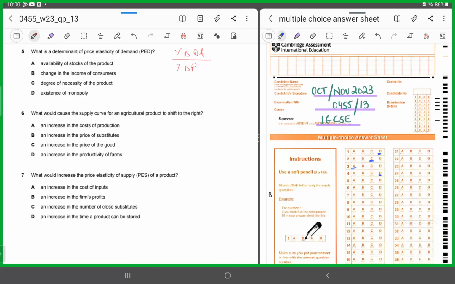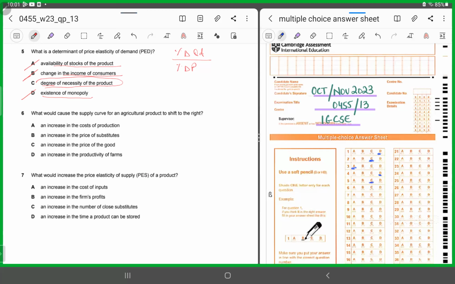It cannot show you the existence of monopoly. Availability of stocks of the product is related to the price elasticity of supply. Changes in consumer income is a factor that causes a shift in the demand curve. Price elasticity of demand shows the degree to which demand is responsive to changes in price. So it depicts the degree of the necessity of the product, the importance of the product in the eyes of the consumers, right? So 5 has to be C.